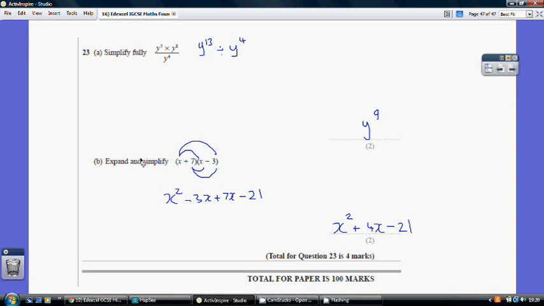We've now got to simplify them by gathering like terms. So the only like terms are these x's in the middle. Minus 3x plus 7x is plus 4x. So our final answer is x squared plus 4x minus 21.